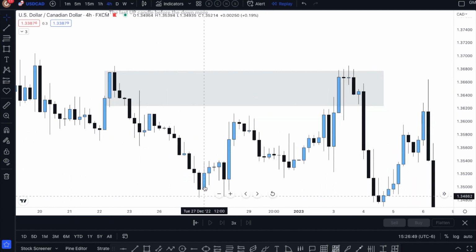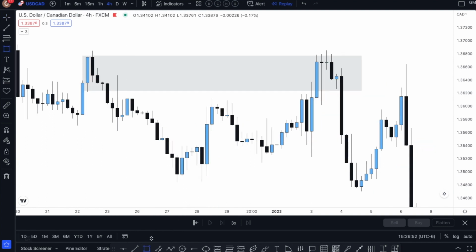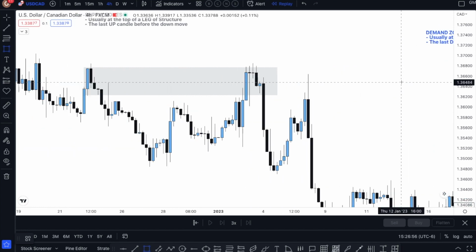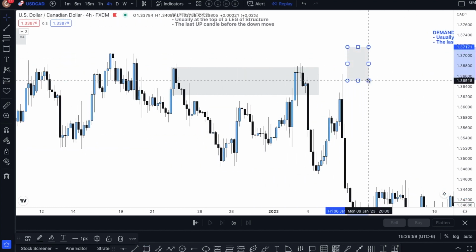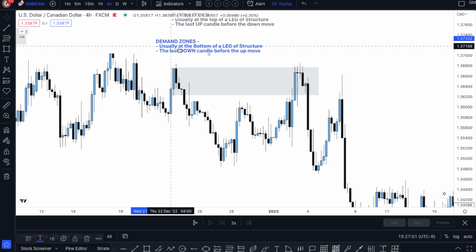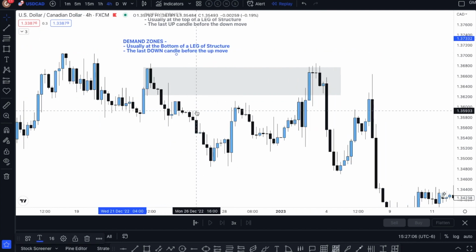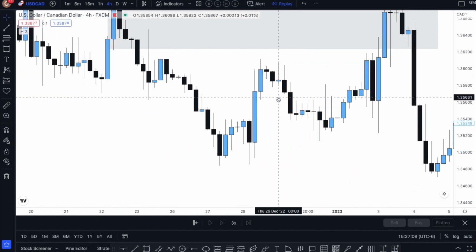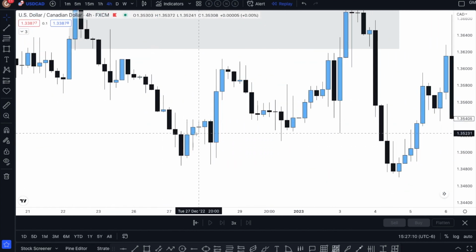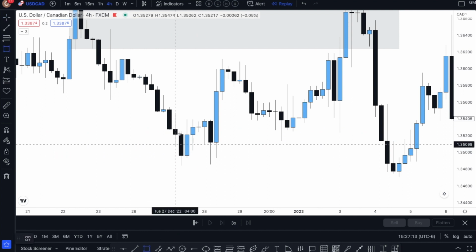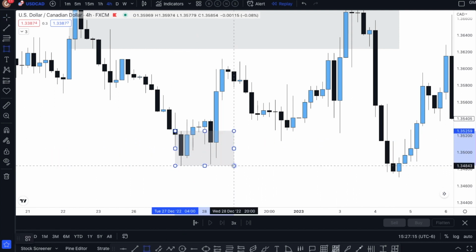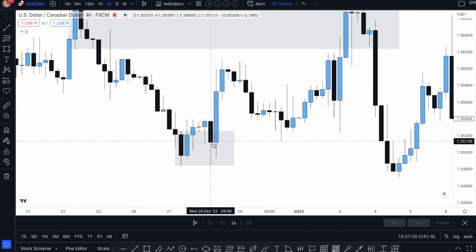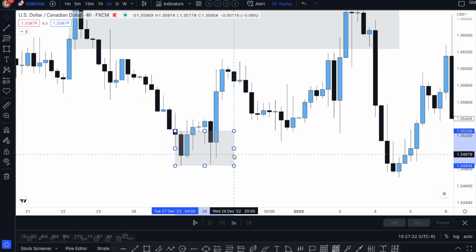Now check this out. At the bottom of this leg of structure here, the last down candle before the up move. And what did we say about demand zones? We said it usually happens at the bottom of a leg of structure, the last down candle before the up move. So if we blow this up, we can see this is at the bottom of a leg of structure. Mark up this entire candle here. And what happened? We can see price dipped away, then came back into this level of demand. We'll make this blue.